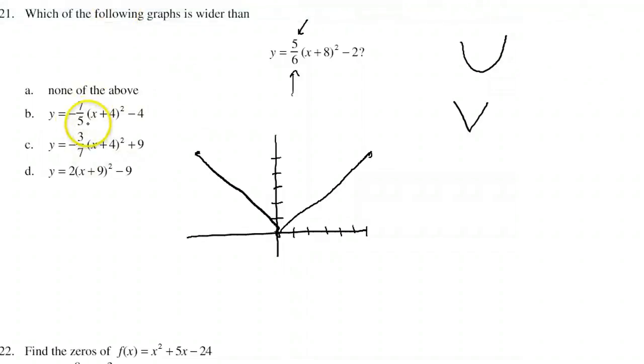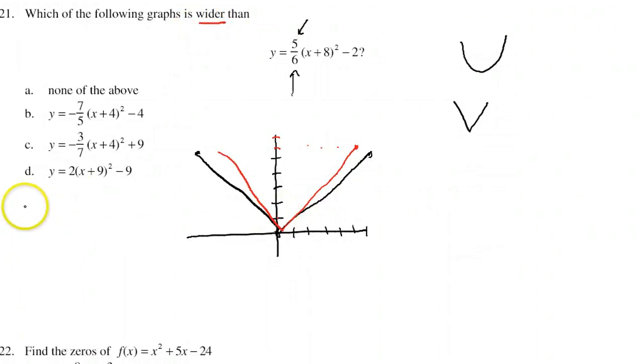So let's move on to B, which is 7/5. I'm going to count from the same place, up 1, 2, 3, 4, 5, 6, 7 over 1, 2, 3, 4, 5. So I see it's right about there. And this is on the inside of that, so that's going to be narrower. Again, make sure you read the question well. It's asking which one's wider.